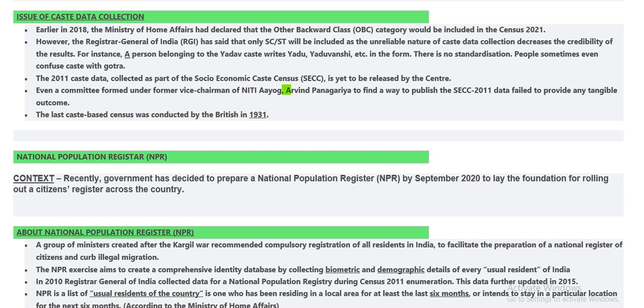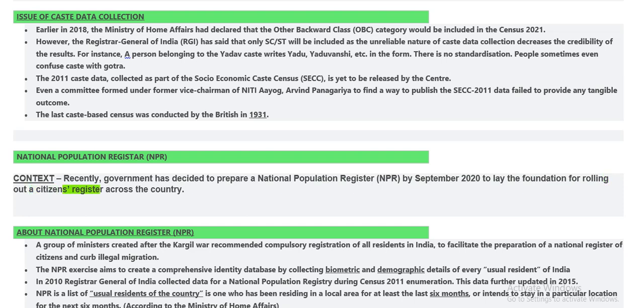The 2011 caste data, collected as part of the Socio-Economic Caste Census, SECC, is yet to be released by the Centre. Even a committee formed under former Vice Chairman of NITI Aayog, Arvind Panagariya, to find a way to publish the SECC 2011 data failed to provide any tangible outcome. The last caste-based census was conducted by the British in 1931.